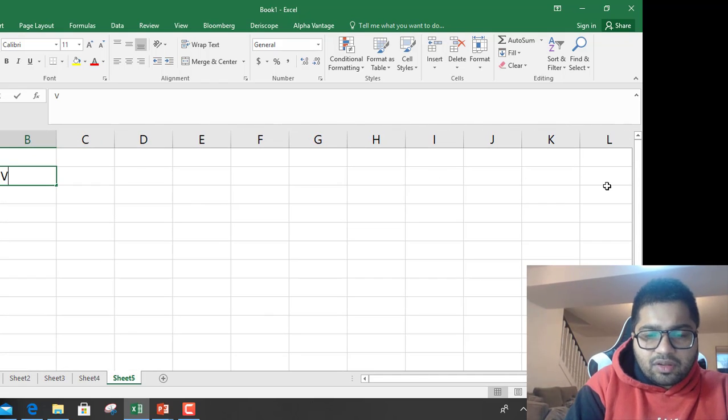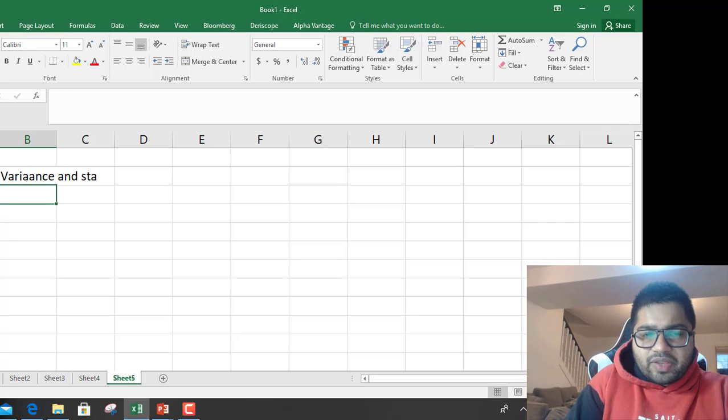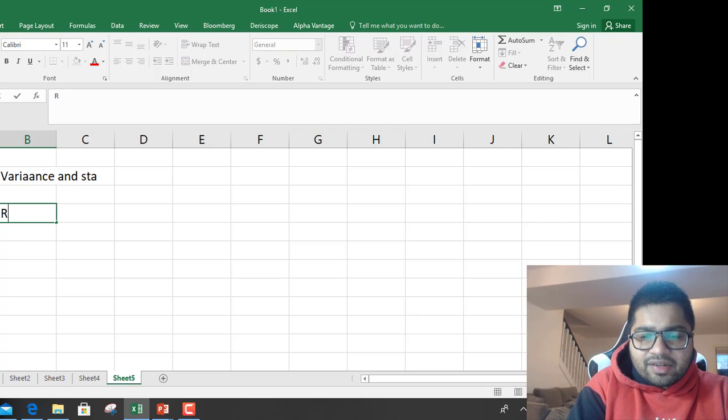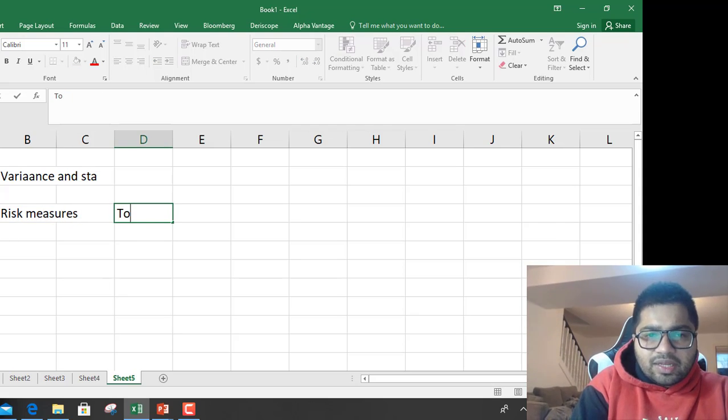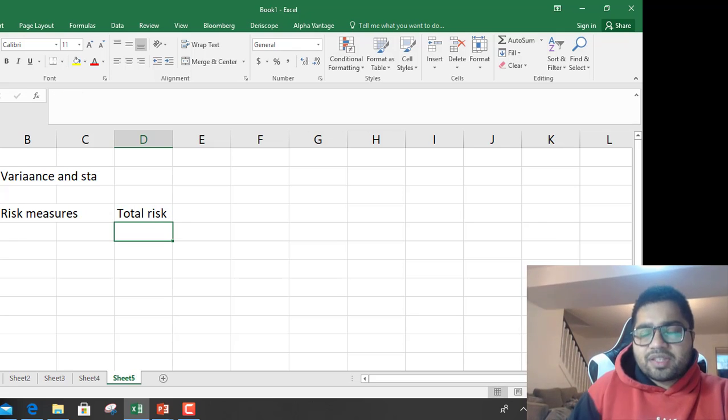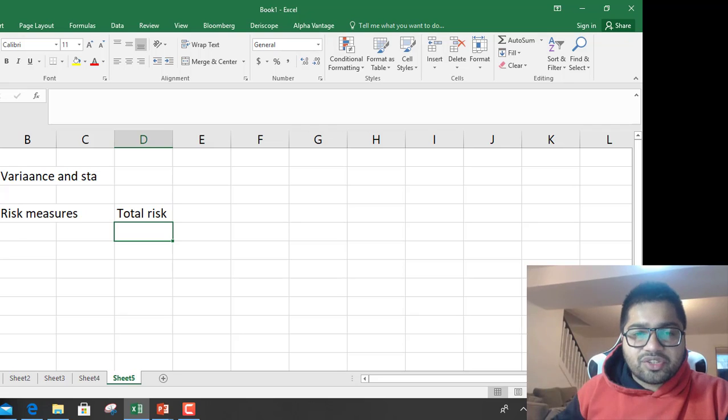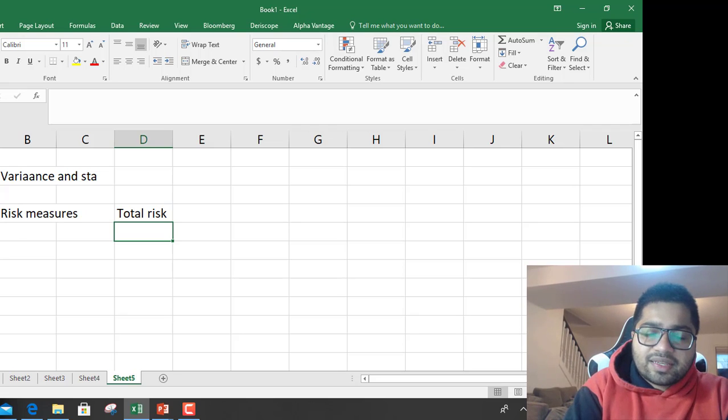Now conceptually, what is variance and standard deviation? Variance and standard deviation are risk measures. Both of them measure total risk of any instrument that you are analyzing.